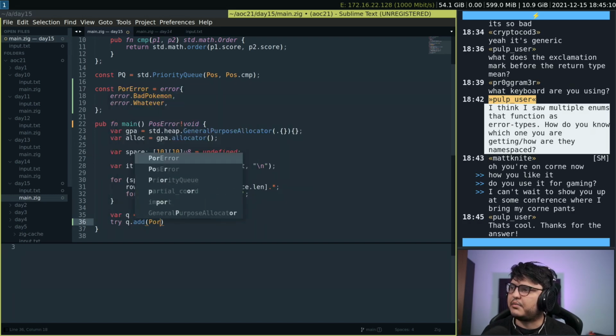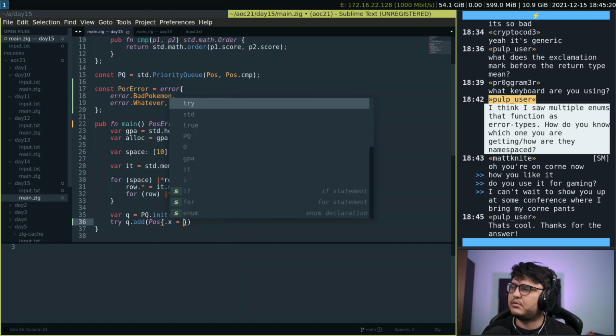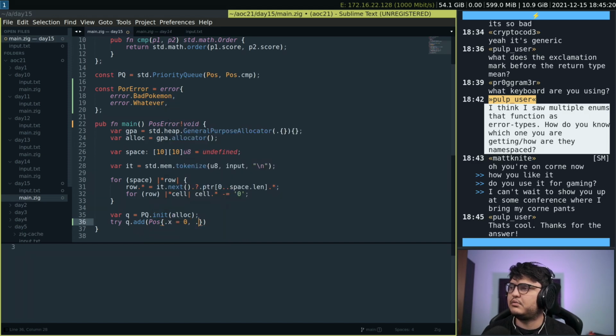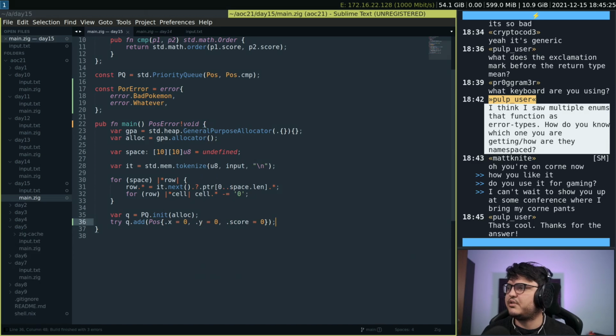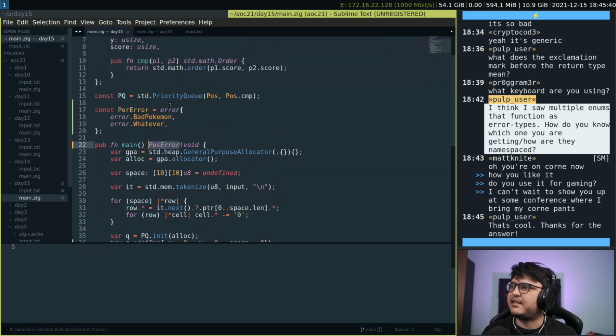add position. What is it? 0, 0, score equals 0 also, because I think we didn't have to pay for the score from the original thing. I think the exercise said that a couple of times. So if I do this, queue.add will return an error that is not in my advertised error set, and I think this thing will complain.